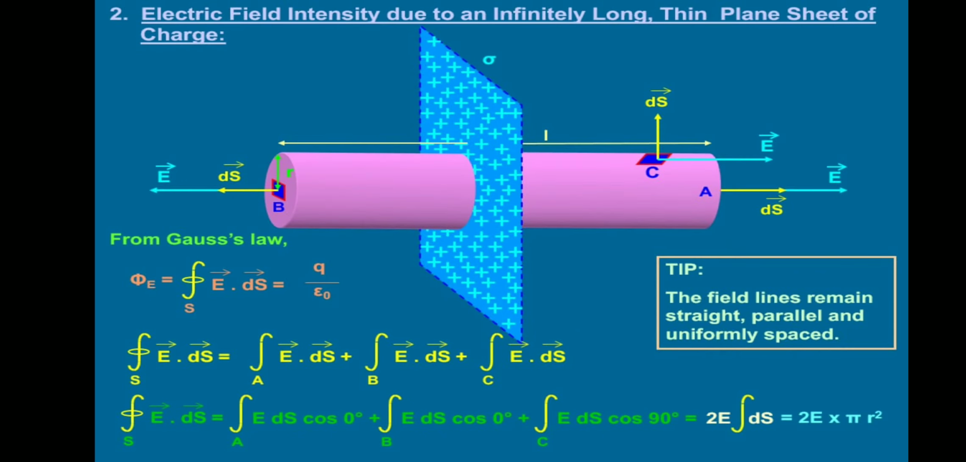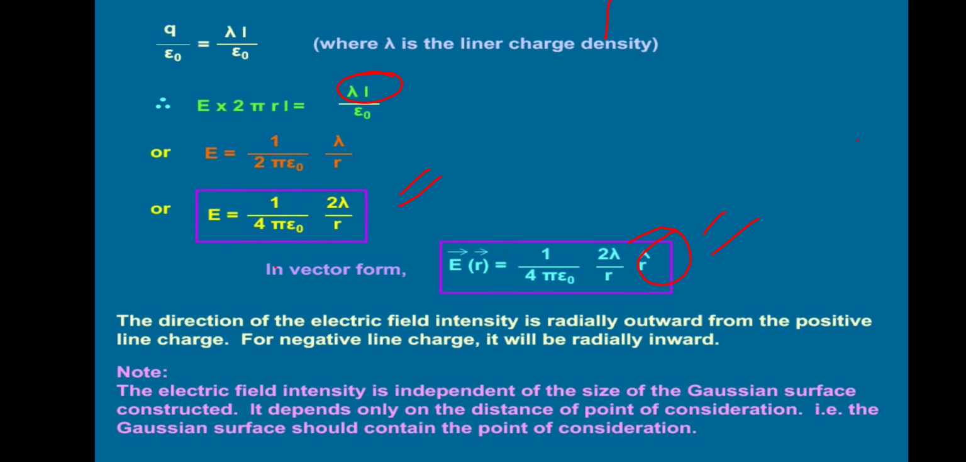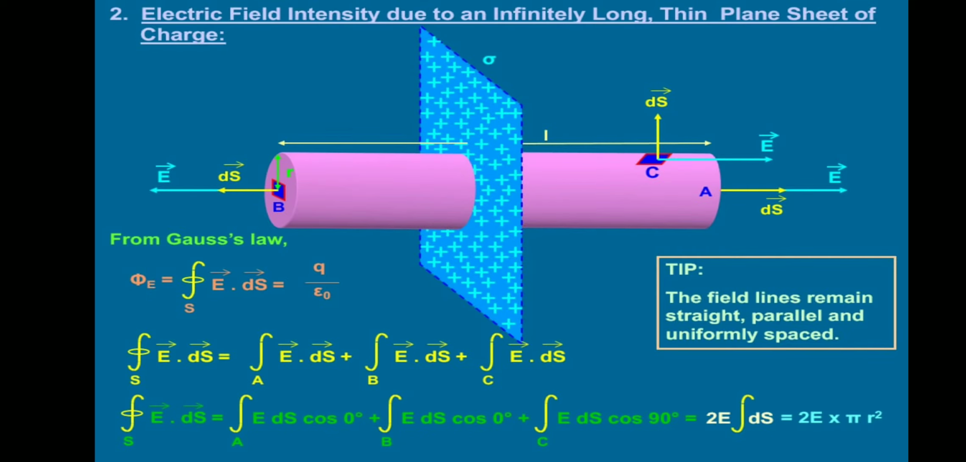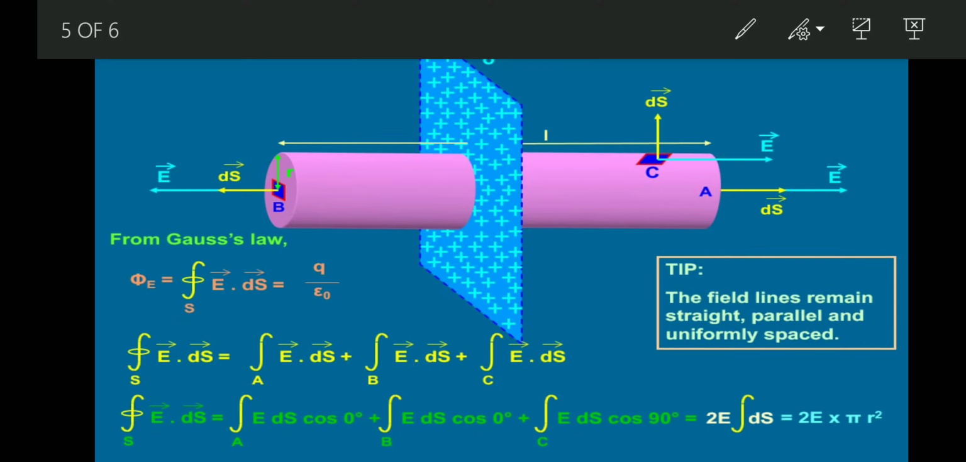The second application is to find the electric field intensity due to an infinitely long thin plane sheet of charge. Now in the previous case we were having a thin long wire. In this case we are having an infinite long sheet. You all can see here, this is a sheet which is positively charged.